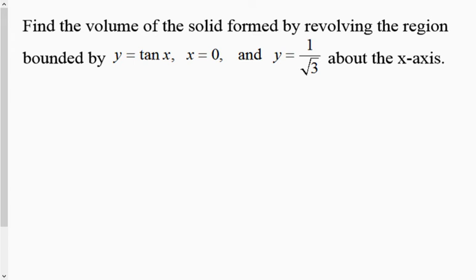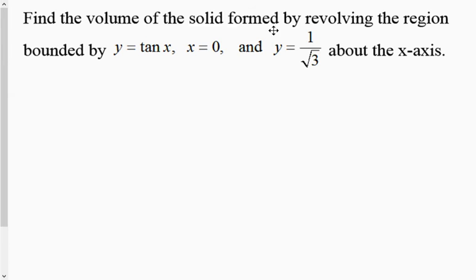All right, let's keep rolling here. Oh yeah, we like this. Let's do one with some trig here. Let's find the volume of the solid formed by revolving the region bounded by y equals tangent of x, x equals 0, and y equals 1 over square root of 3 about the x-axis.